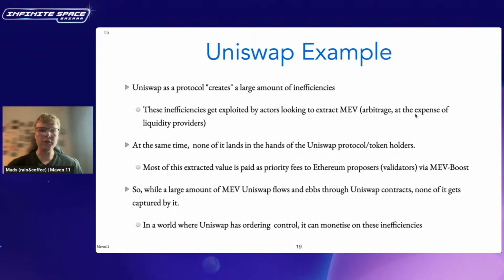So in a world where Uniswap or any DEX or AMM has ordering control, they can start to actually monetize these inefficiencies, which they're currently not able to because of how the MEV supply chain works on a generalizable blockchain. So I think this is probably one of the best examples for why MEV is important and how it can be used to provide a better experience both to the users of the protocol, but also to the ones providing things like liquidity.